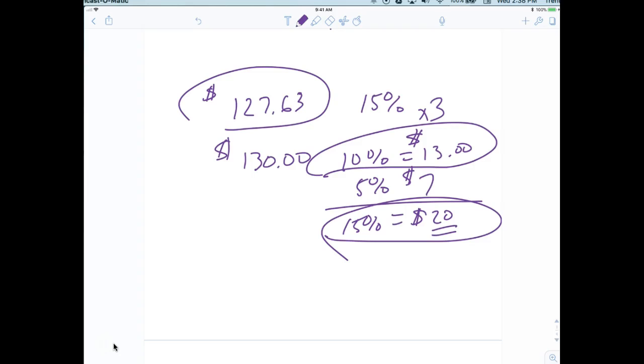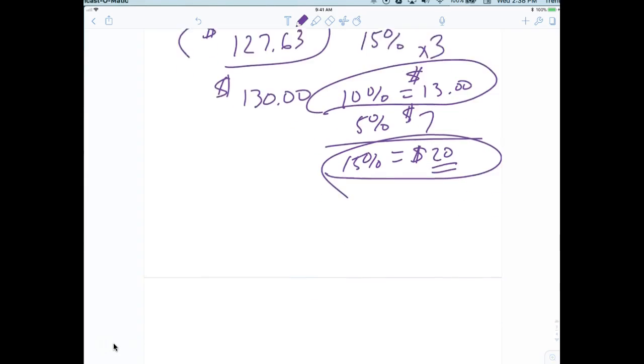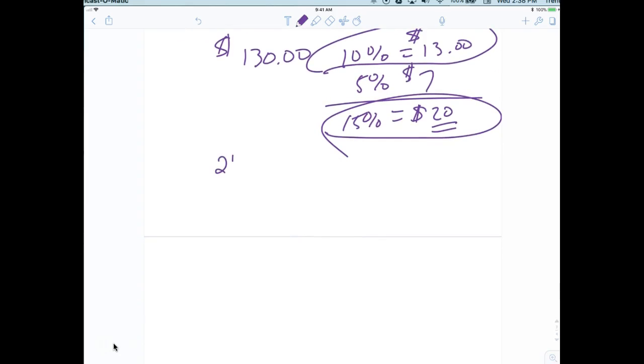All right, that's how simple it is to estimate. Generally, you break things down into 10%. However, if I say I want to estimate what 24% is, well, 24% is close to 25%, and 25% is the same as 1/4. So you could just divide by 4. Is everybody with me on that?